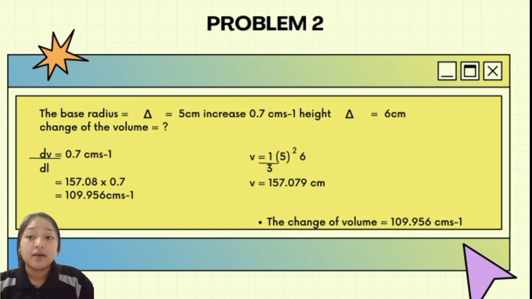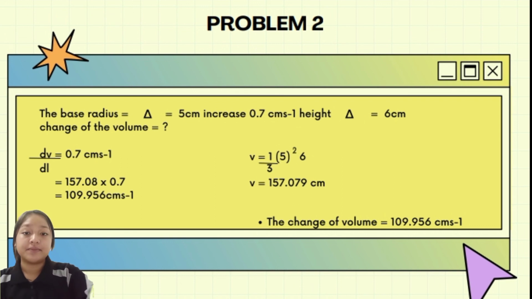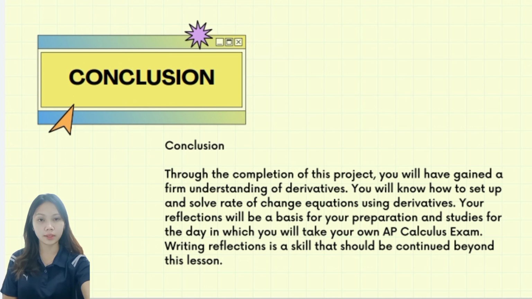V equal 157.079 centimeters. The change of volume is equal 109.956 centimeters. Alright, thank you, Claudia.